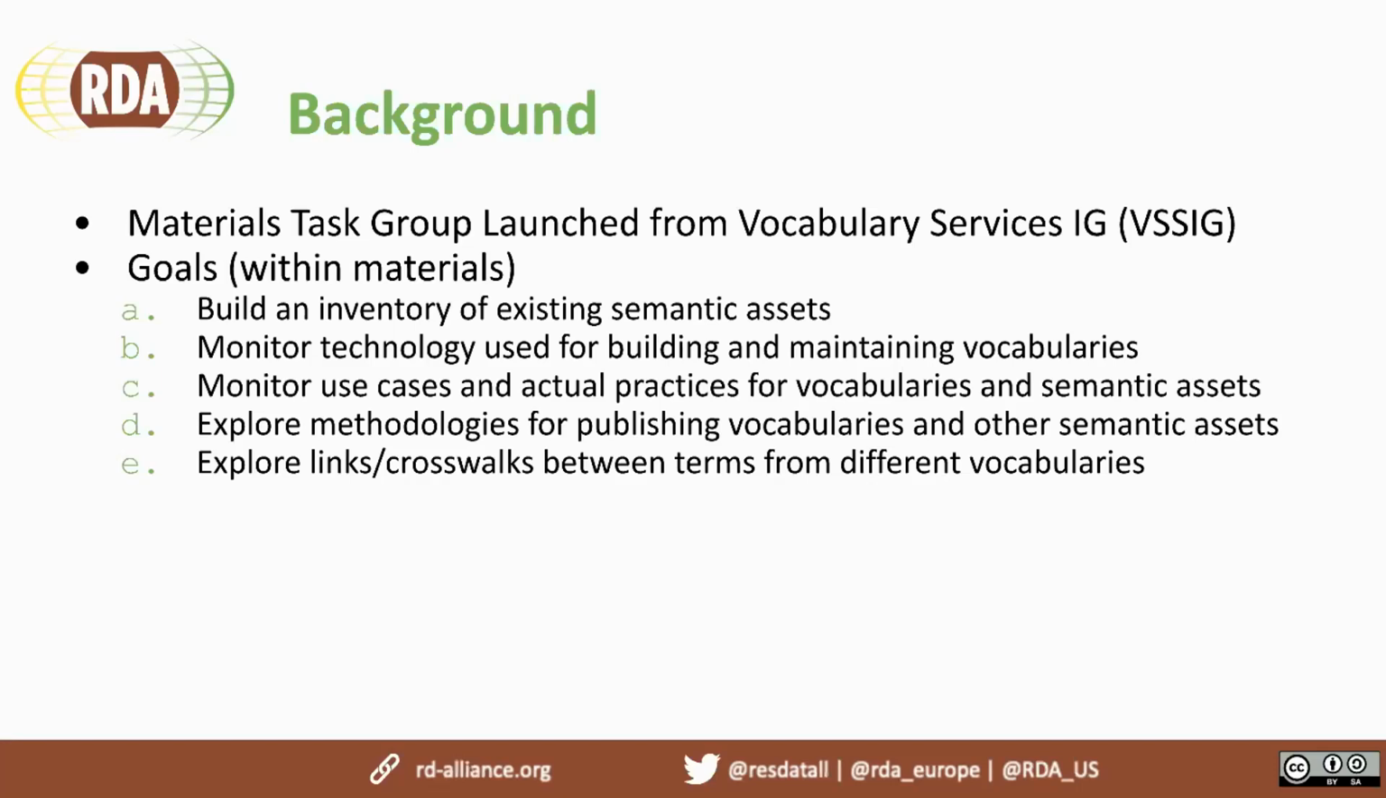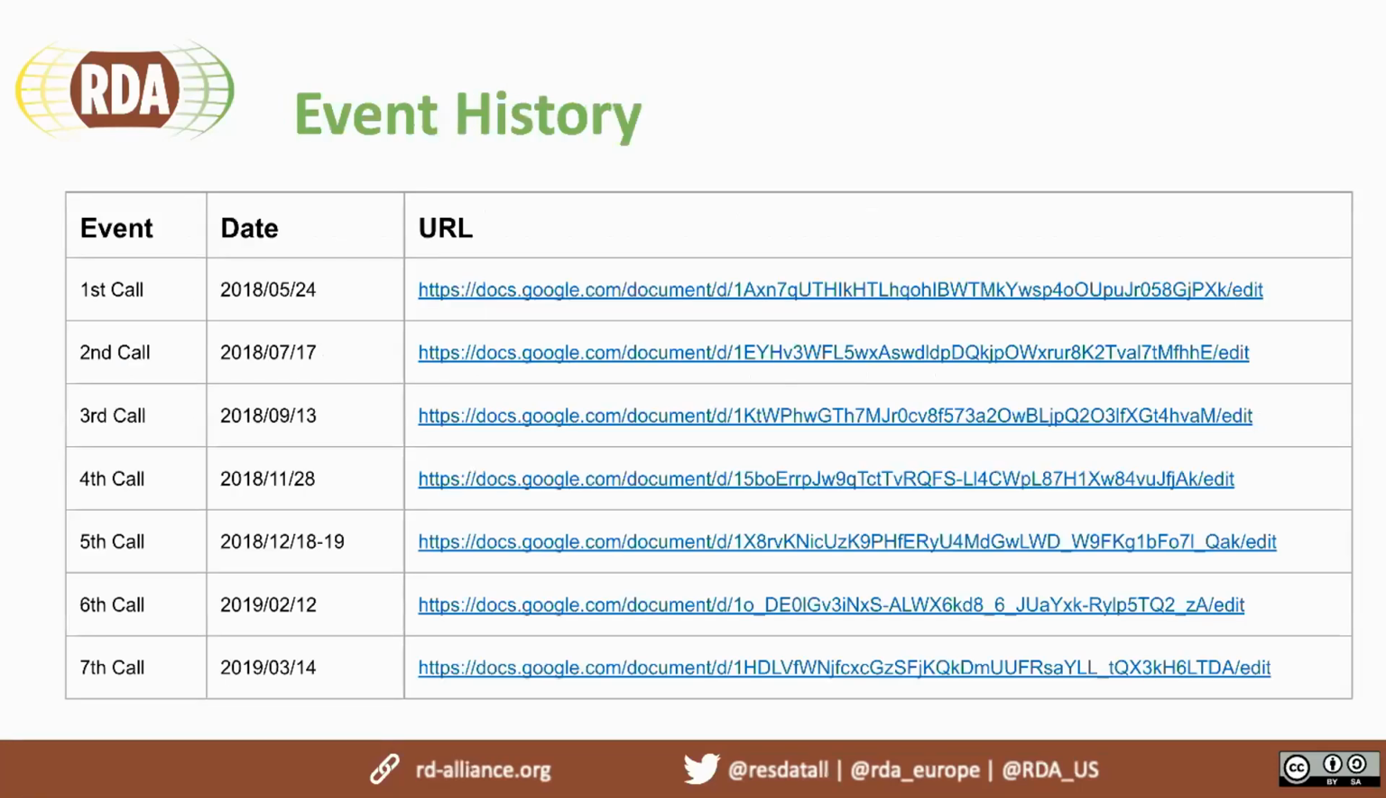Other things that this group could work on are monitoring technology used to build and maintain vocabularies, and monitoring use cases for actual practices for vocabularies and semantic assets, i.e. seeing them in practice. Also exploring methodologies for publishing vocabularies and semantic assets, i.e. how do they live on the web and how do we enable people to interact with vocabularies. And finally, exploring links and crosswalks between different vocabularies. We mostly haven't gotten into items B through E. We've mostly been thinking about item A in our past calls.